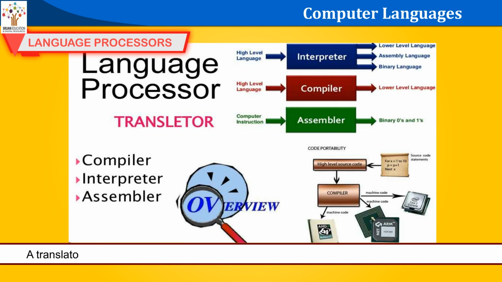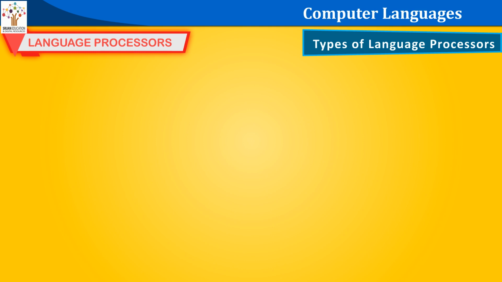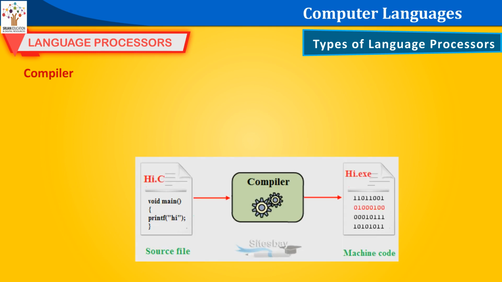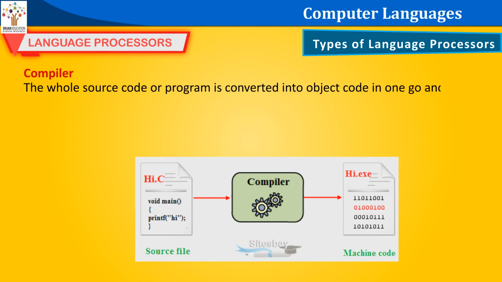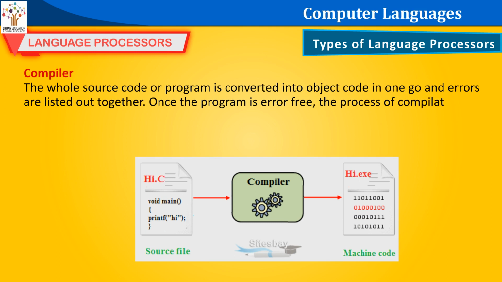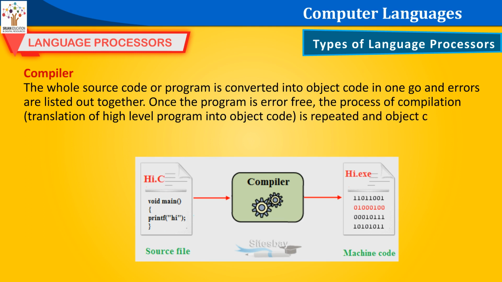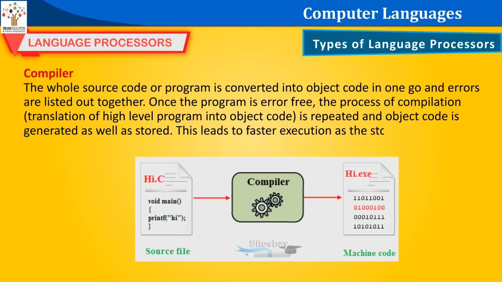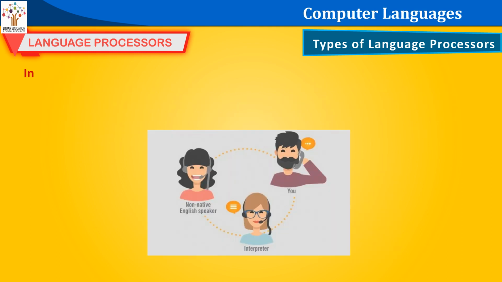Language processors. A translator system software that is used to translate a program written in high-level language to machine code is called a language processor. Types of language processors. Compiler. The whole source code or program is converted into object code in one go and errors are listed out together. Once the program is error-free, the process of compilation, translation of high-level program into object code is repeated. An object code is generated as well as stored. This leads to faster execution as the stored object code is used whenever execution is required for the program.